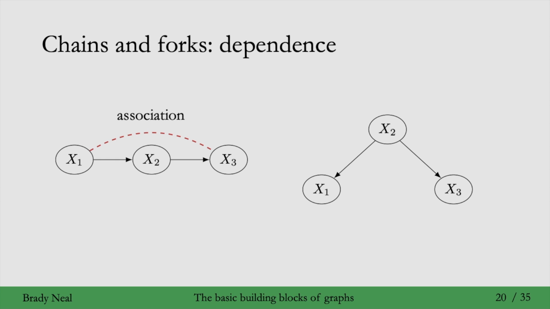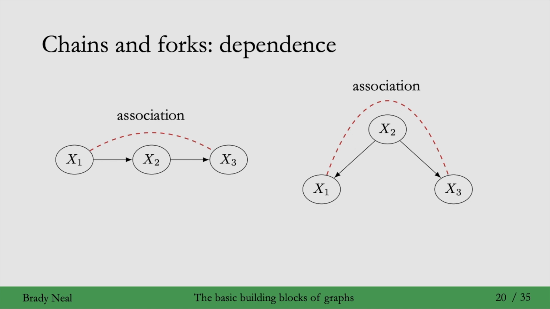Similarly, in forks, x1 and x2 are dependent from minimality or the causal edges assumption, and then the same with x2 and x3. And what about x1 and x3? It turns out that they are also associated. And it's because of this common cause x2 that they share.